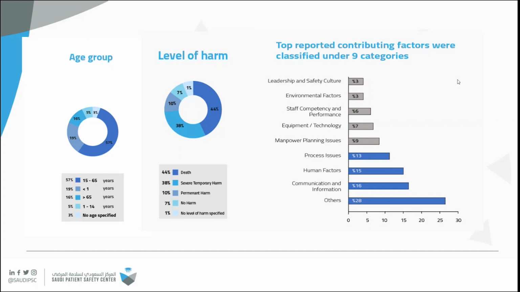If we look, for example, at last year, we can find that the most common Sentinel events were between the ages of 15 and 65, 57%, and for the level of harm, 44% of these events resulted in death. Our contributing factors in the platform were classified under 9 categories: communication and information, human factor, process issue, manpower, planning issue, equipment and technology, staff competency and performance, environmental factor, leadership and safety culture. And what we are noticing in the last 3 years is that almost always communication and hand-off of information is an important issue regarding these Sentinel events.